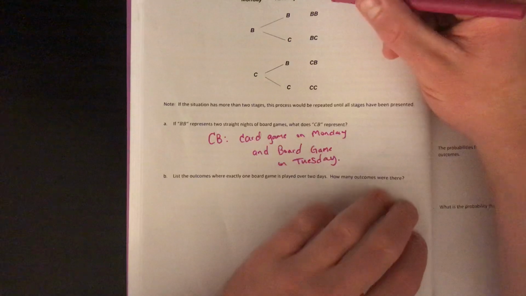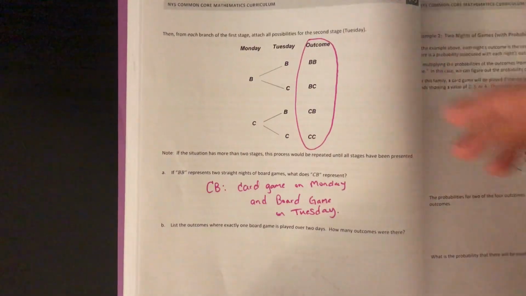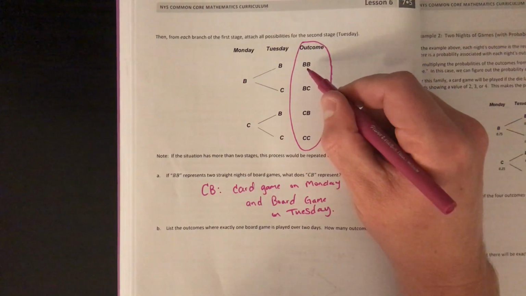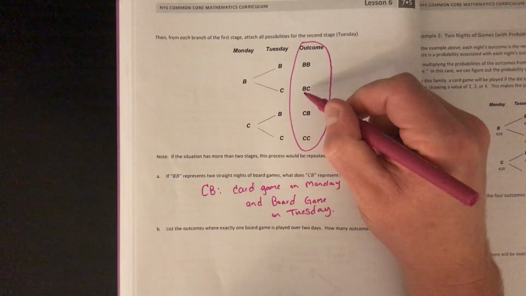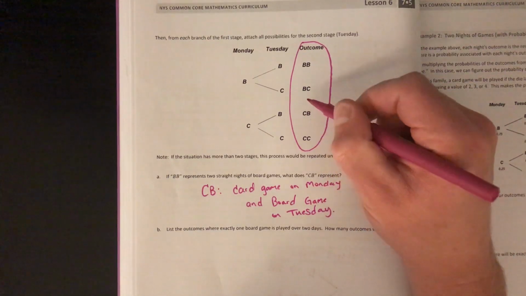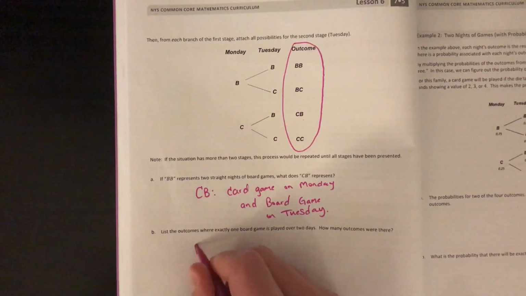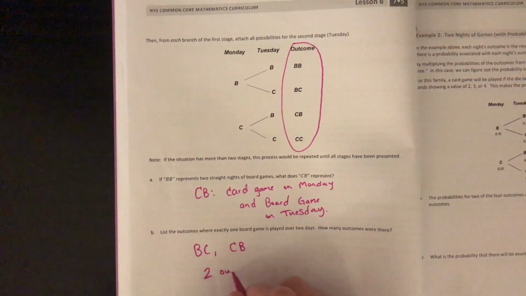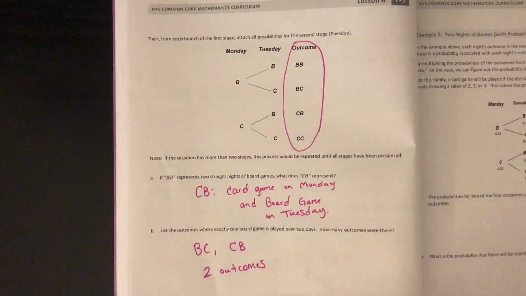Okay, so we look back at our 4 possible 2-stage outcomes, and they want us to list the ones that have exactly 1 night of board games. So BB doesn't work because that's 2 nights of board games, and CC doesn't work because they don't play any board games at all. But BC and CB do work, because those both contain 1 night of board games. So I'm going to write BC and CB, for a total of 2 outcomes in which they play 1 night of board games.